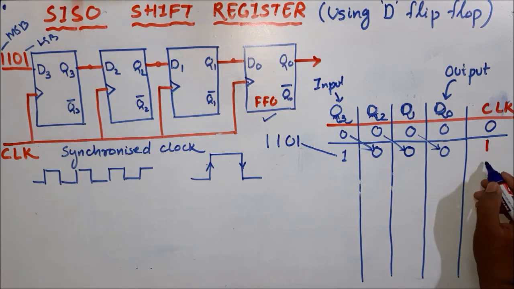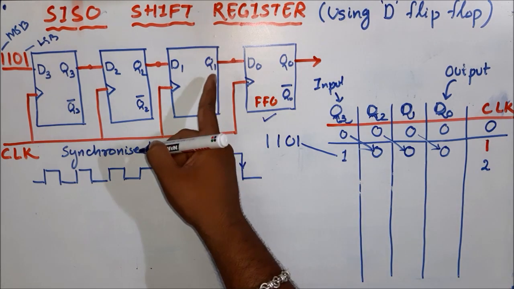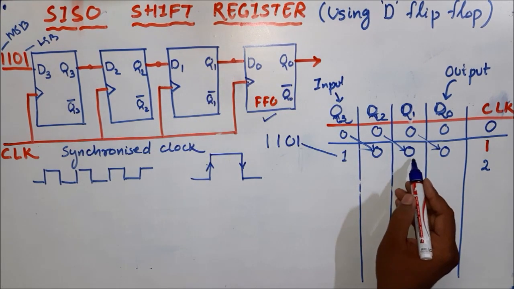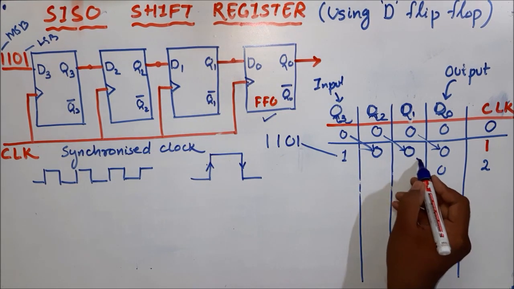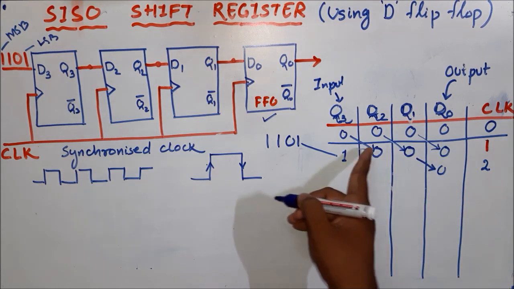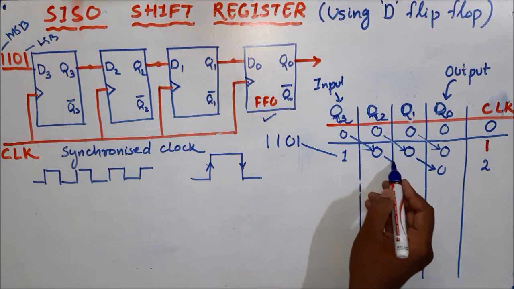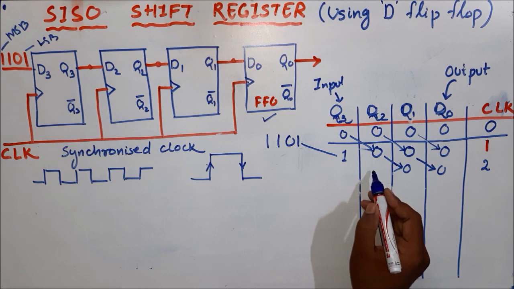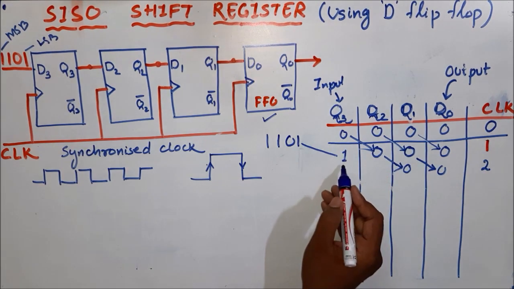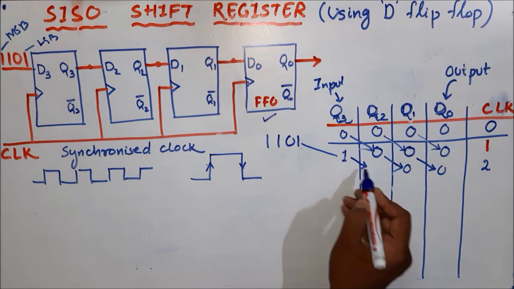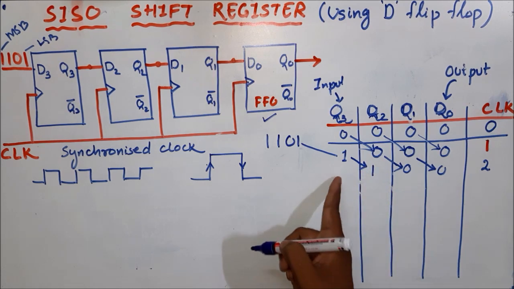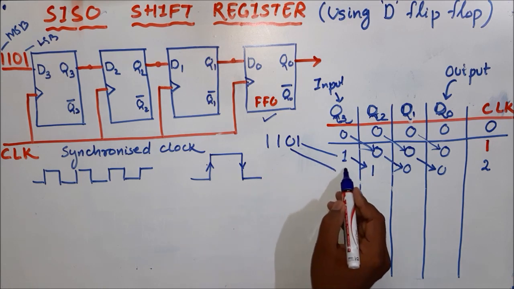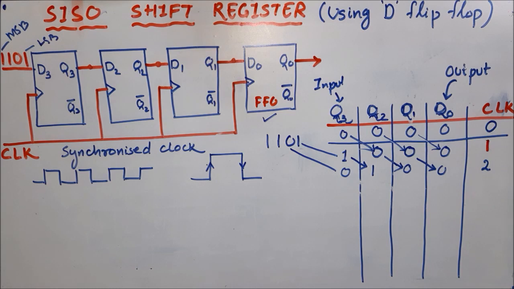When I apply the second clock pulse, again the previous one is routed to the next one. Q1 is routed to Q0. So you can see Q1 to Q0 means it is 0. For this, Q2 is routed here. Q2 was 0 previously, so it becomes 0. And for this, Q3 should be routed and Q3 is 1, so 1 is routed here. So this becomes 1. And for Q3, the input is the second data, so 0 is routed here. So this becomes 0. You clear?